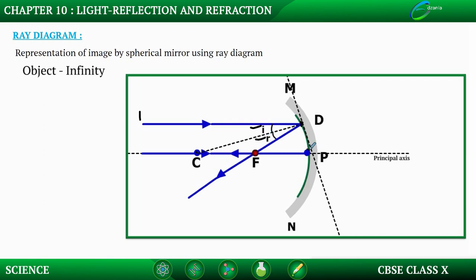Now we take the second ray, which is falling on the pole of the mirror. According to the same principle, it will retrace itself back. It will follow its path backward and pass through the principal focus, simply because the angle of incidence for this ray 2 is 0, so the angle of reflection will also be 0, and it will pass through the focus, retracing itself back.